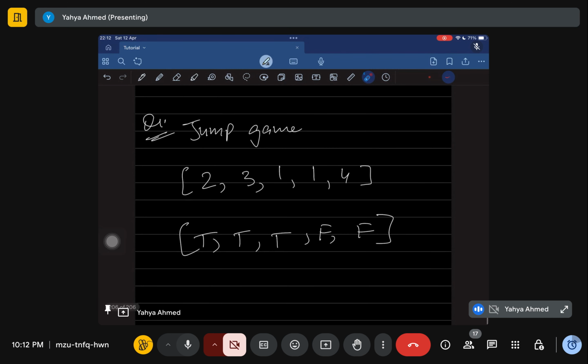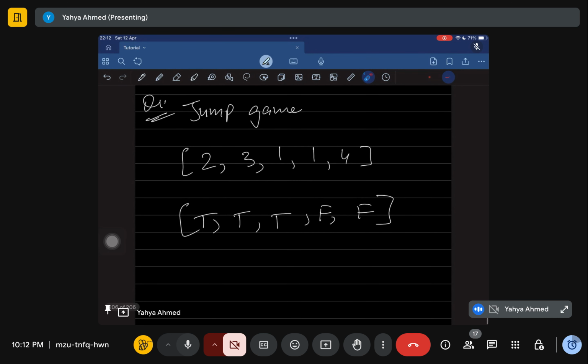So this is the easy form of jump game. Let's look at a slightly harder version of jump game. Okay? The harder version of jump game is, what is the minimum number of jumps that I can use to get to this index? How would you approach this problem?